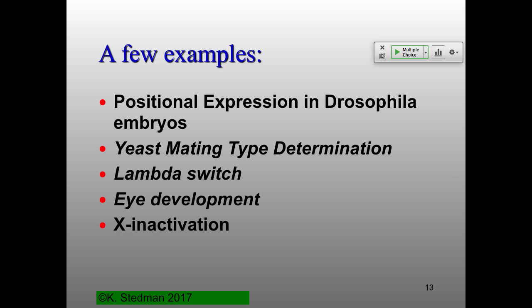This is a really nice example of combinatorial control. Same thing is true of yeast mating type determination. This one has a little extra twist of chromatin remodeling.